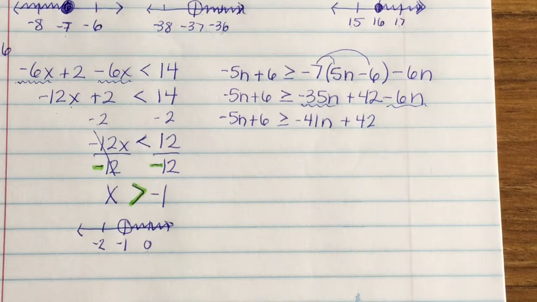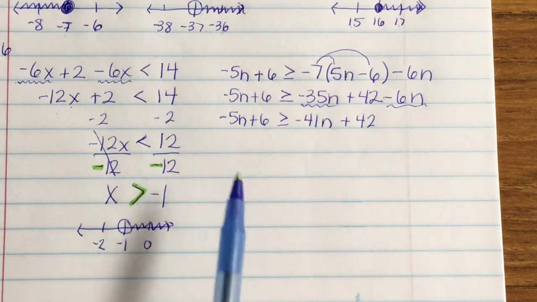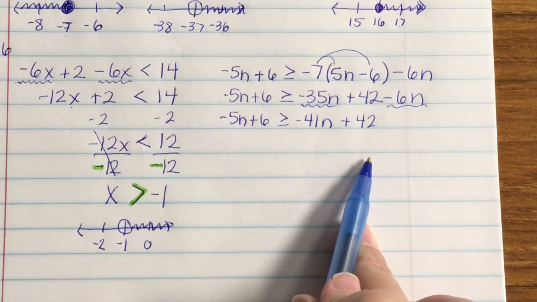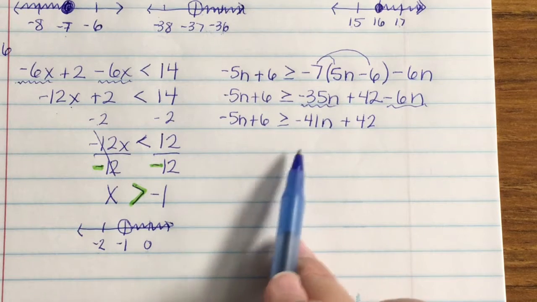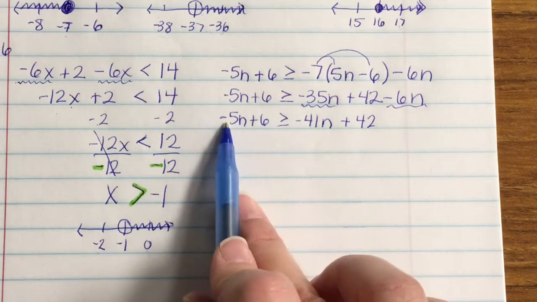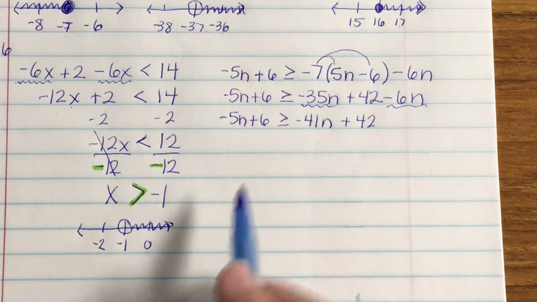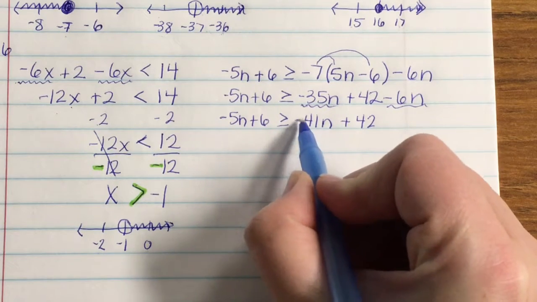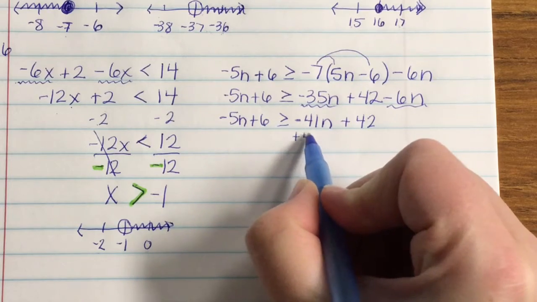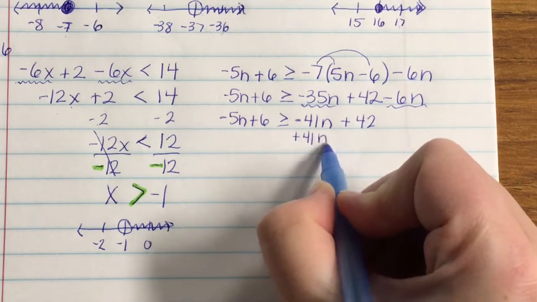Okay. We want to get all the n's on one side. Which side do you think is easiest to have a letter on? Do you think it's easier to have the letter on the left side or the right side? I like it on the left side. So if I want to move these n's over to the left side, how am I going to do that? You add 41. Yeah. So we're going to add the opposite of negative 41, and that's a positive 41n.